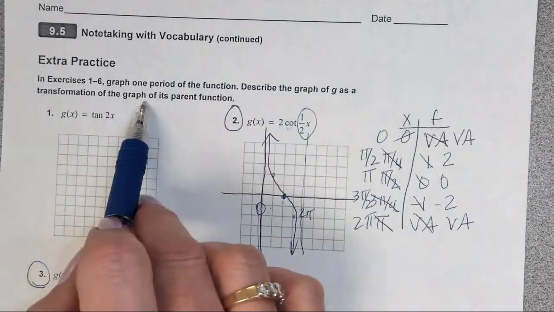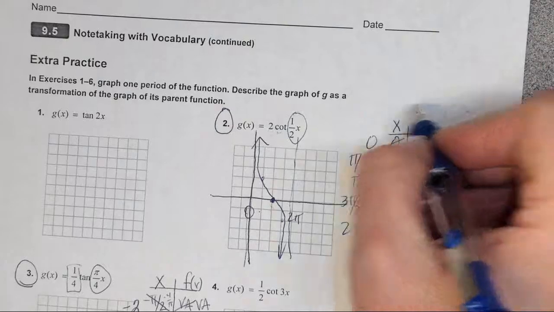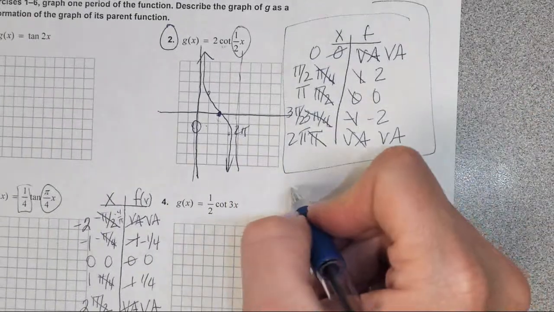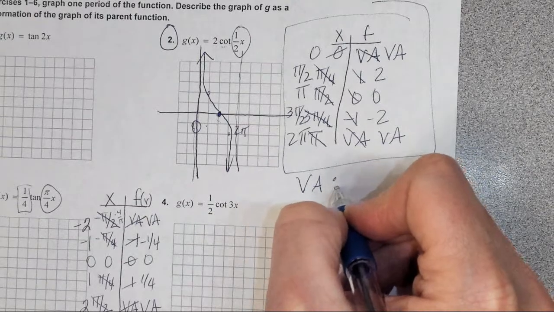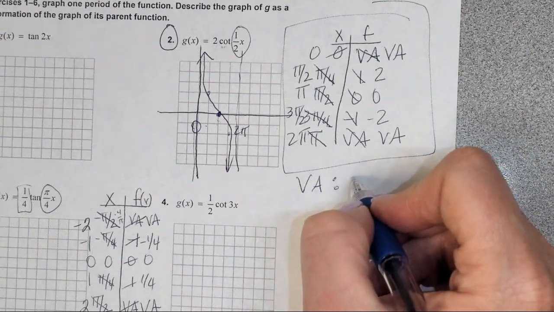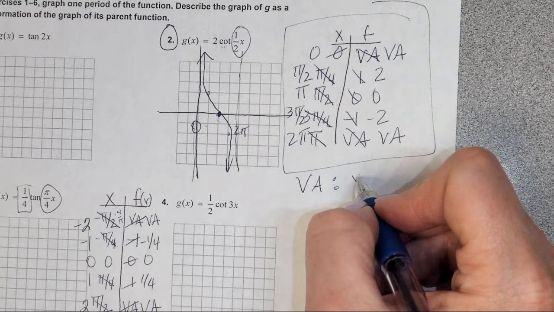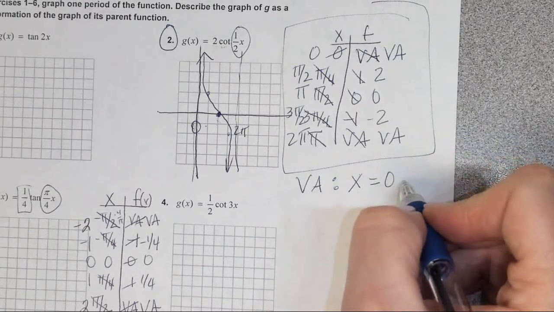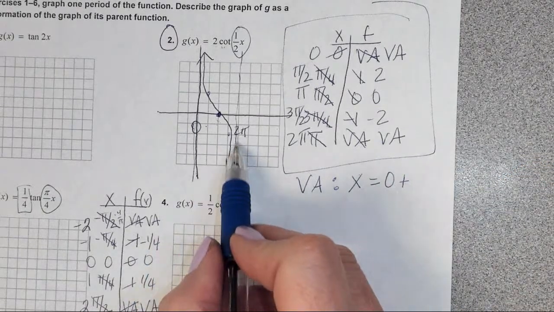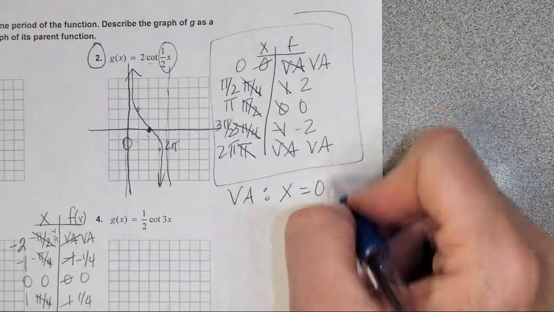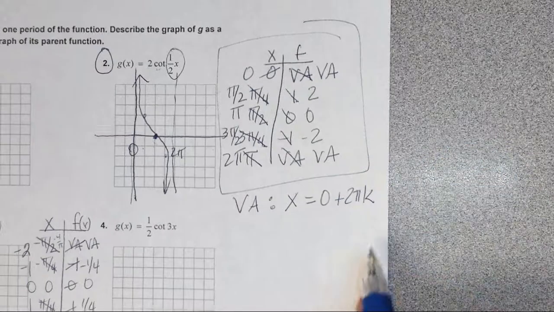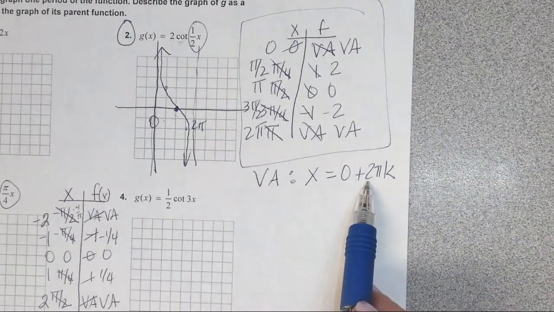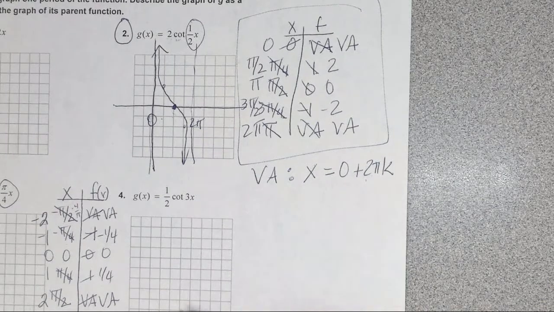Describe the graph as a transformation. This is what I want you to do when they tell you to do it. It's just make your 5 key points. Let's go ahead and write the vertical asymptotes. Where are they? 0. Well, 0, yes. Where else, though? So it'd be 0 plus, how much am I going to be adding on? So 2 pi k. That means I can add on 1 2 pi, 2 2 pi's, etc. K is always an integer. Okay? Does that make sense?